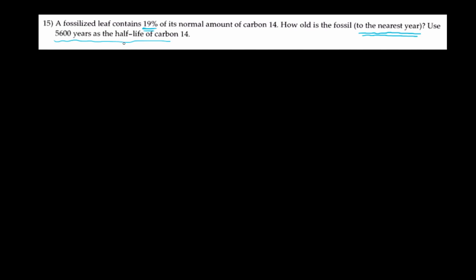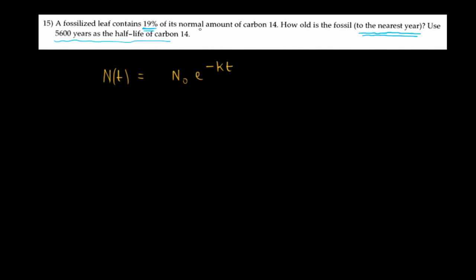Now, you observe that there is a decay going on here, because initially there was 100%, now you have 19%, so there's a decay here. Because there's a decay, we recall that the equation that models the decay rate is given by N of t equals N naught e to the power negative kt. N naught here is the initial amount, while t is the time.